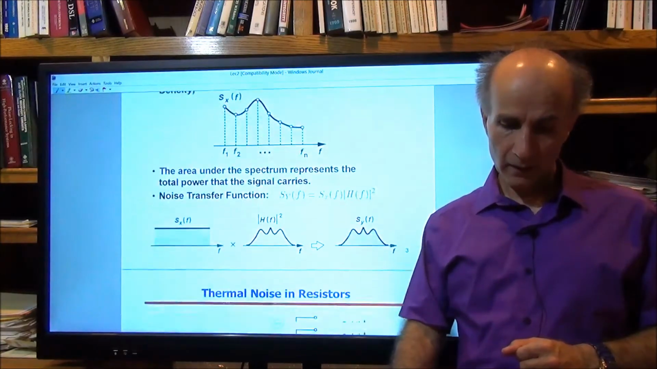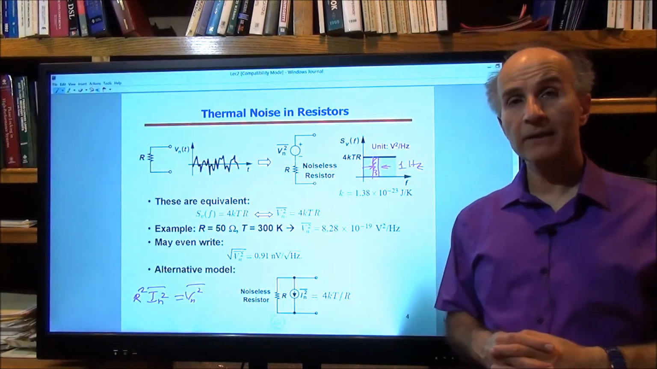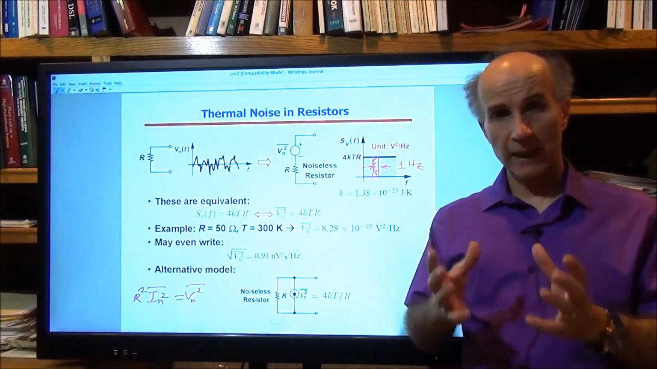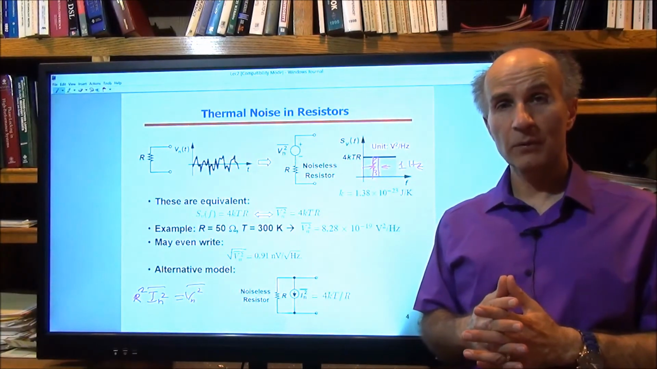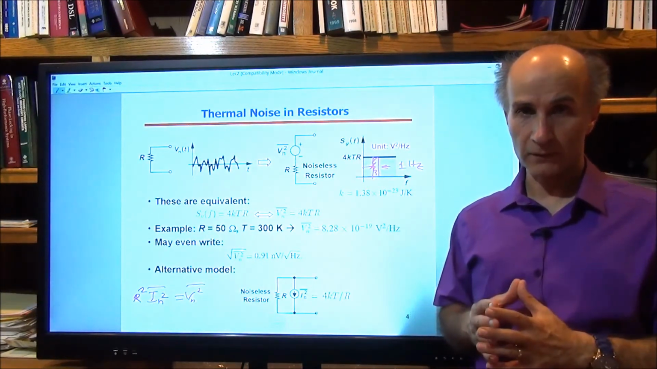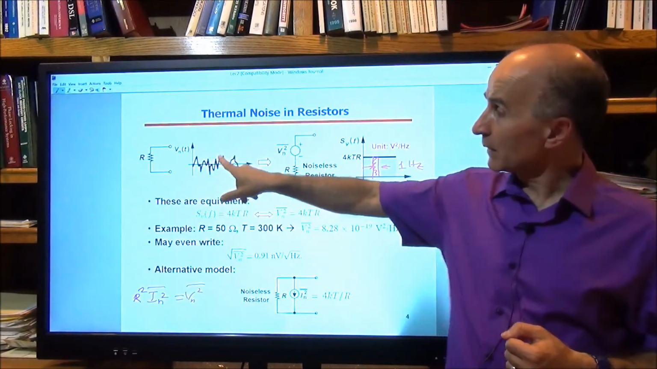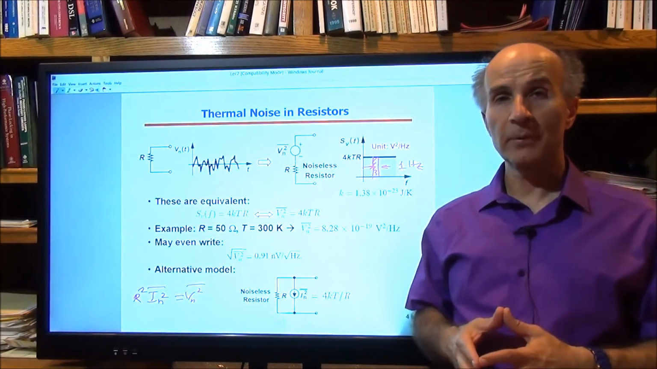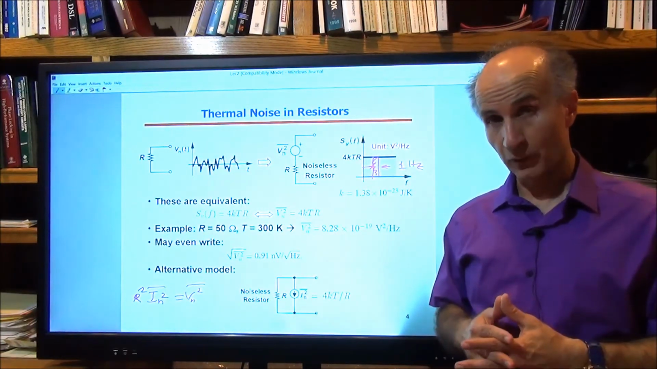Okay, let's now look at thermal noise in resistors. We know that at a finite temperature, the carriers in a resistor have thermal agitations. And as a result, they produce a random noise voltage across the resistor. Of course, the mean value is still 0. So in the time domain, we just see some fluctuations here, and that's hard to interpret. So as usual, we go to the frequency domain and look at the spectrum of that noise.